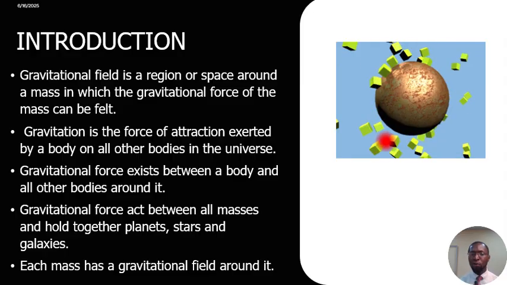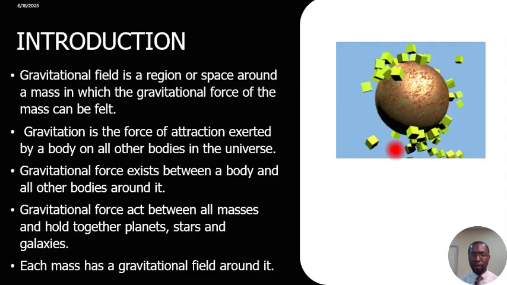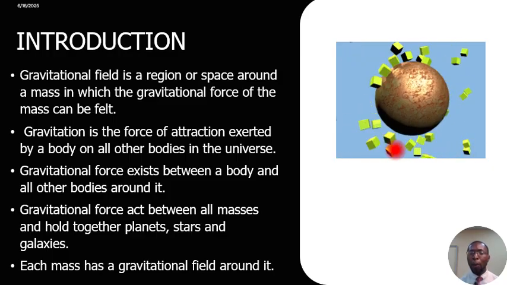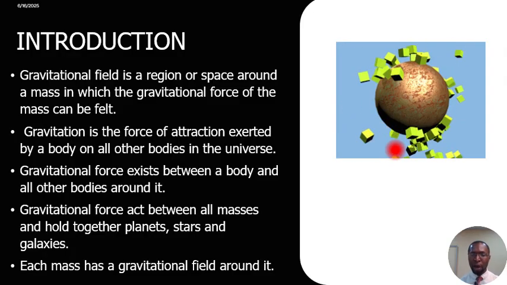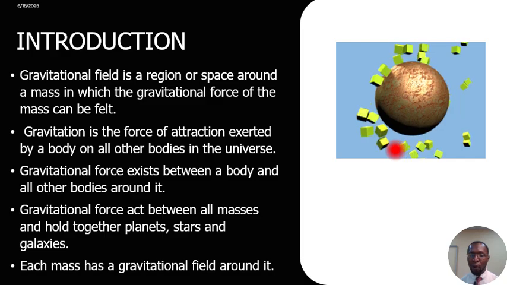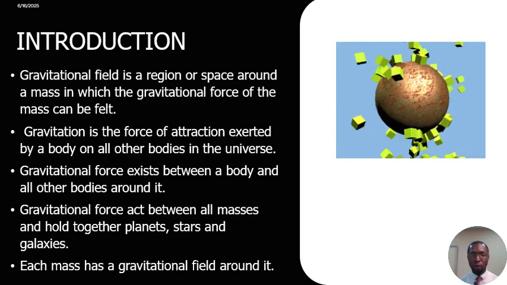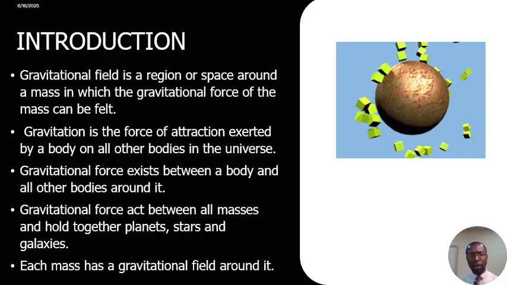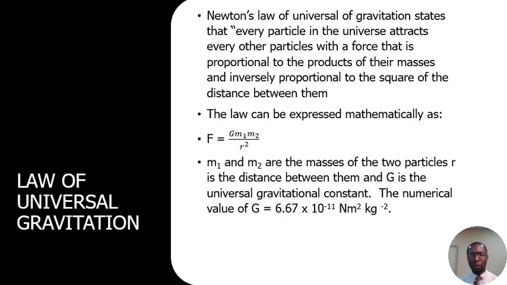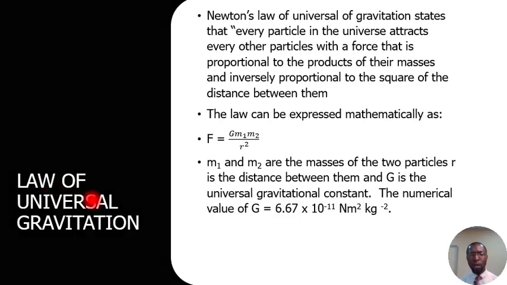So it usually exists between two or more bodies. The galaxies, the planets, the stars that we have are all bound together by this gravitational force. And each of these objects has its own gravitational force. Now let's talk about the law that guides this gravitational field. That law is known as Newton's law of universal gravitation. It states that every particle in the universe attracts every other particle with a force that is proportional to the product of their masses and inversely proportional to the square of the distance between them.